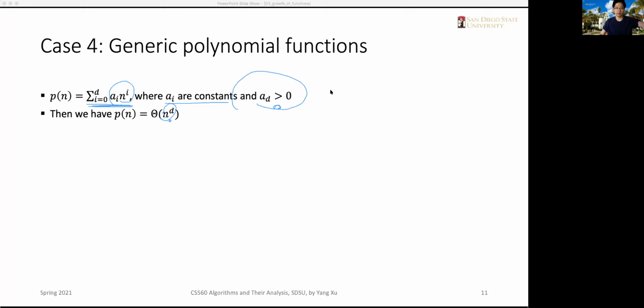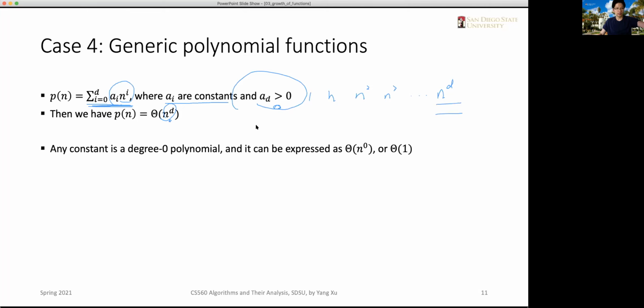Because n to the power of d is the highest order term among all these polynomial terms, we have 1, n, n squared, n cubed, until n to the power of d, right? So we should always consider the highest order term. And any constant, that is a degree 0 polynomial, can be expressed by big theta of 1. This is something we already used in the merge sort analysis, right? We use big theta of 1 to indicate constants in a function.